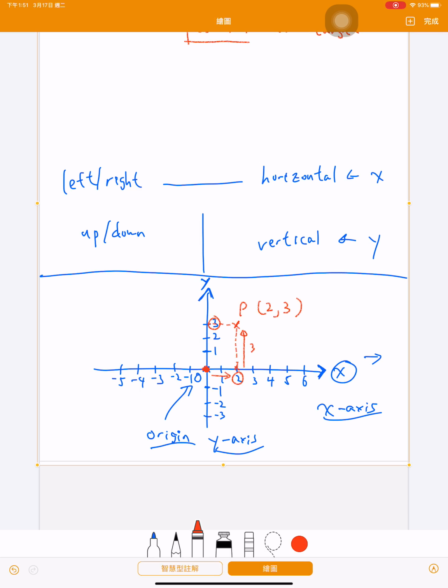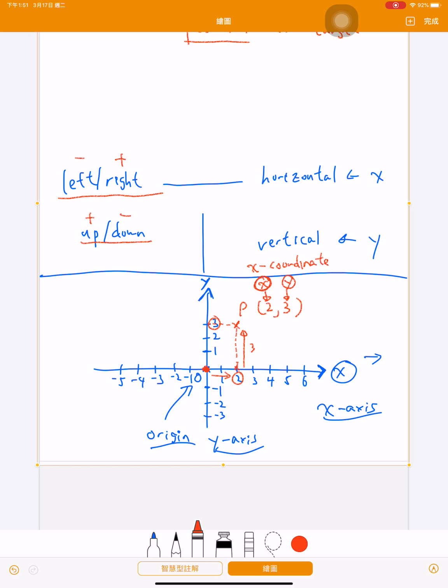Okay, so remember, this one is x, this one is y. X means left or right, positive is right, negative is left. This one y means up or down. Up means positive, down means negative. Also, we call these numbers not just x. We have a name, that is called the x coordinate.